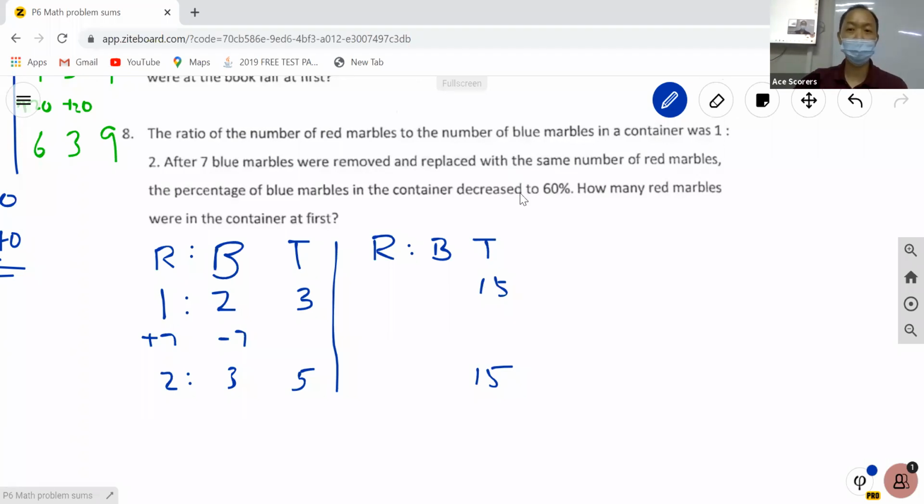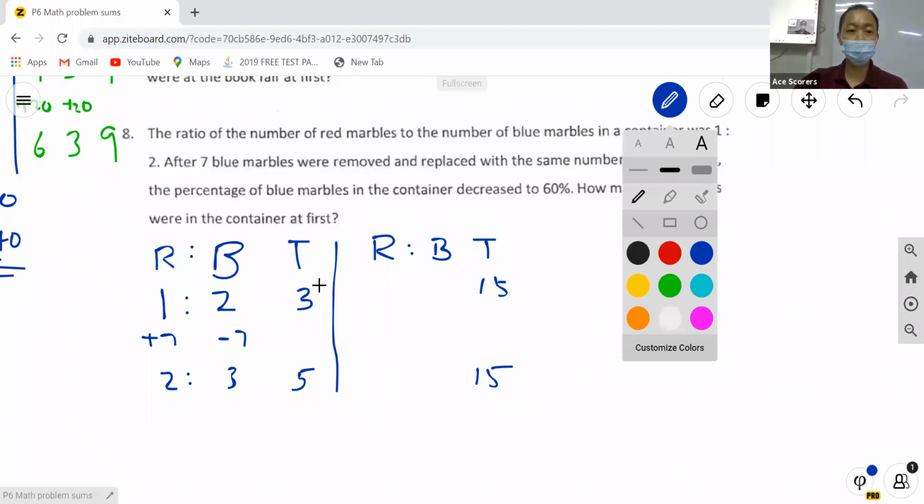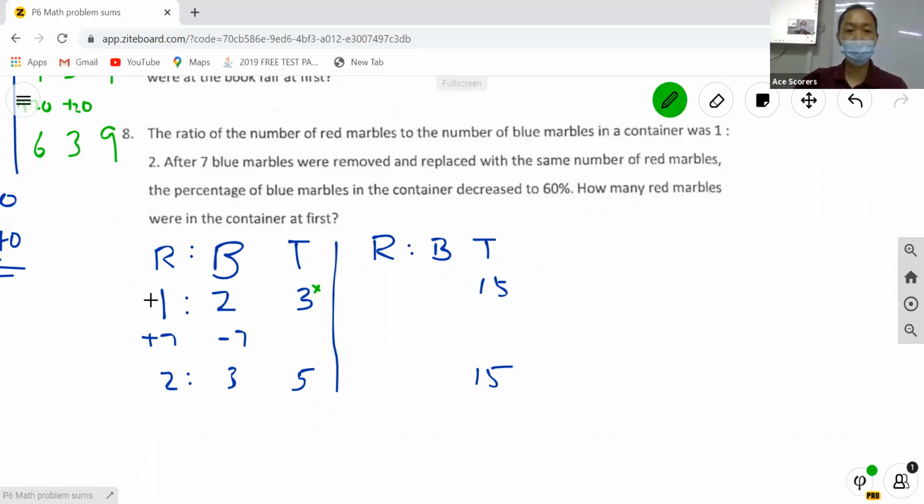Yeah, times 5, right? So I have to multiply by 5. So 1 times 5 becomes 5, and 2 times 5 becomes 10. So 5 plus 10 is 15. So that's the total. Here is also plus 7 minus 7. And the bottom must times 3, so this will become 6:9.